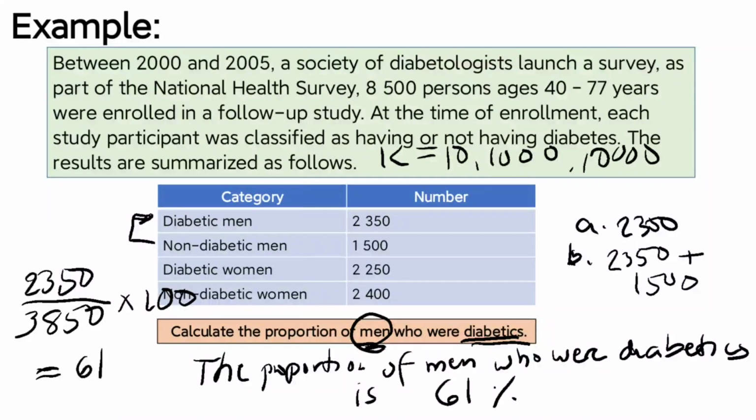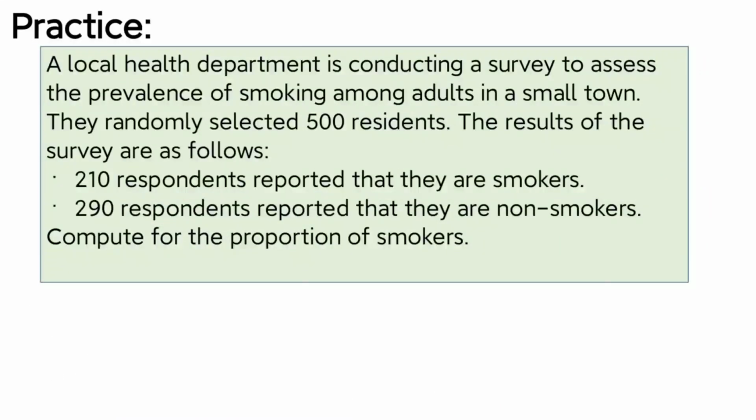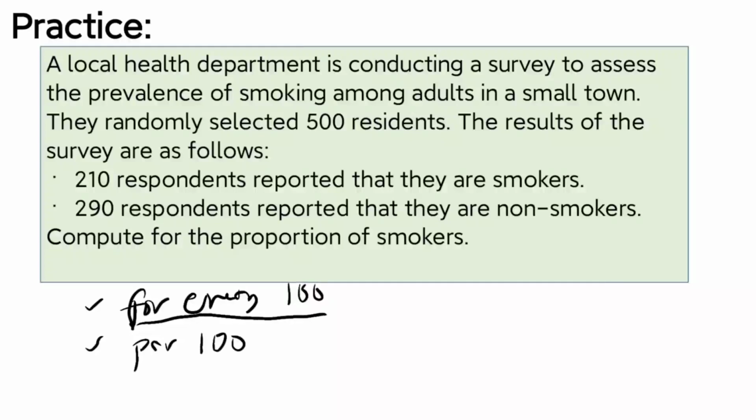Okay? So, let me repeat. So, this will be the answer now. The proportion of men who were diabetics is 61%. Okay? So, let me repeat, right? Before we answer this. When you say for every 100, so, if you use a factor of 100, you can use for every 100 or per 100, or you can also use percentage. Okay? So, all of those are fine. Okay? So, percentage is allowed, as long as your factor is 100.